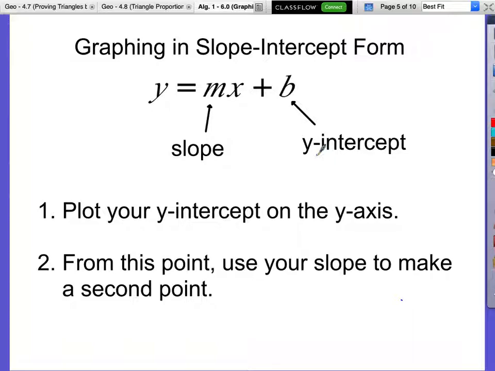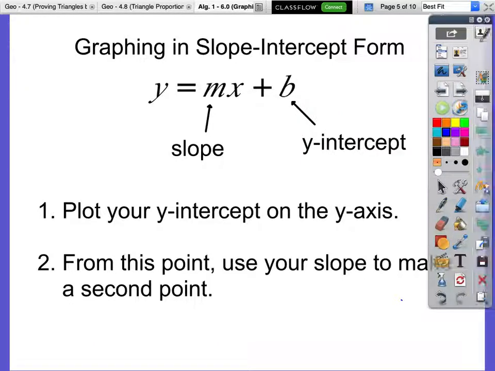The first step, we're graphing this. Plot your y-intercept on the y-axis. Does that sound familiar? You take whatever your y-intercept is, whatever your b is, and you plot that. Practice doing it in a minute, don't worry. And the second step is, from this point, we use our slope, our m, the one that's with the x, to make a second point. We use the rise over run to find another point. Is this ringing a bell? Okay, good.